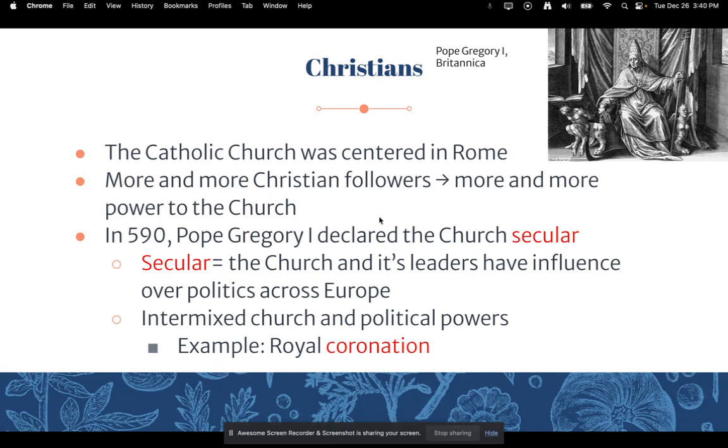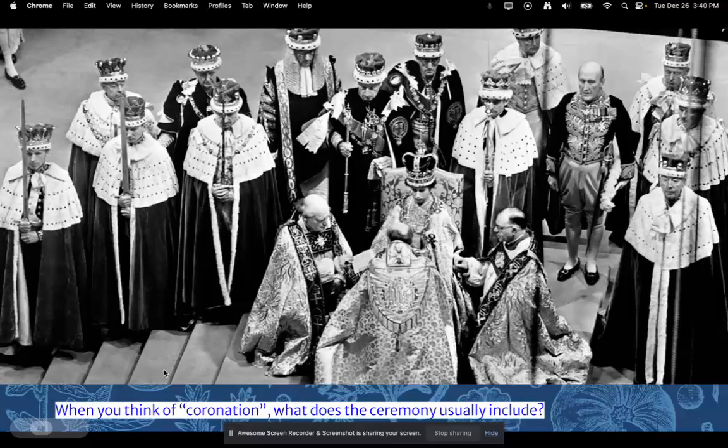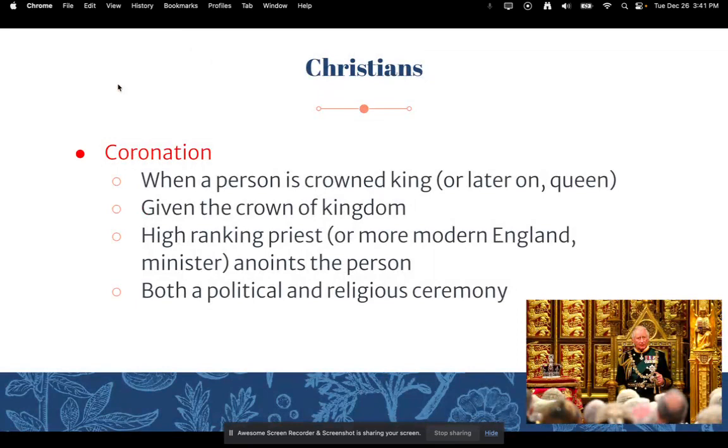An example of that would be a royal coronation. Here is an old picture of Queen Elizabeth, who was once the Queen of England, at her coronation. When you think of coronation, what does the ceremony usually include? It usually includes a crown, right? It's when a person is crowned king or, later on, queen. They're given the crown of the kingdom. It usually has a high-ranking priest, or if you're in modern-day England, a minister who anoints the person. And it is both a political and a religious ceremony.